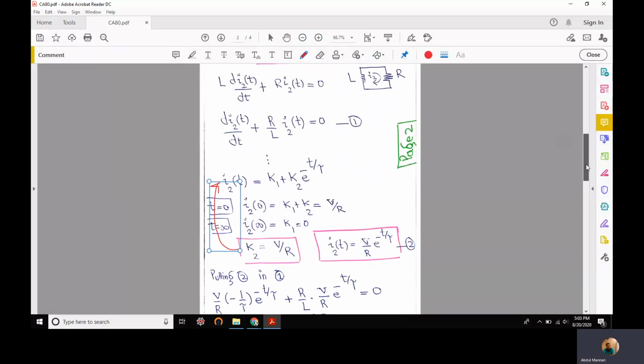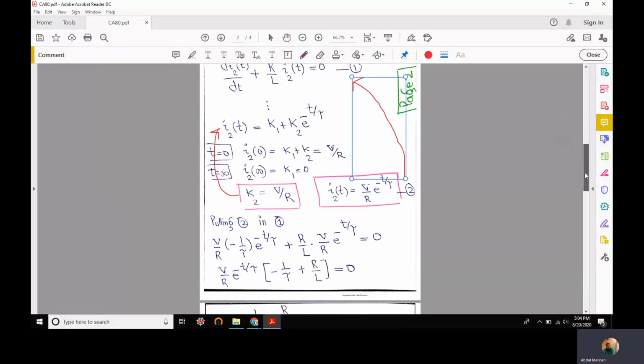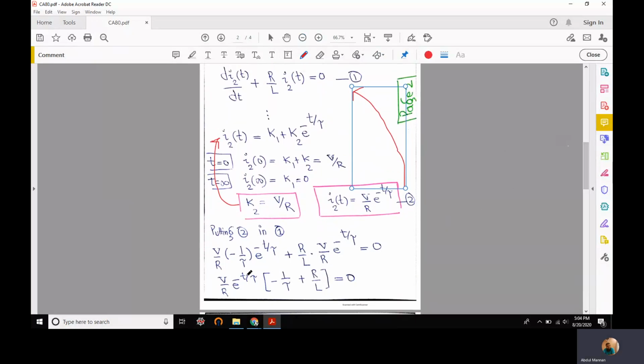For that, we'll put the current i2(t) that we have computed in 2 into equation number 1, like we have been doing previously. So when we do that, the time derivative of i2(t) gives us this, plus R over L times this, i2(t).